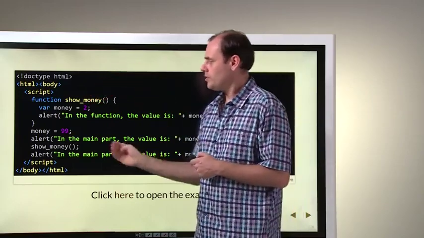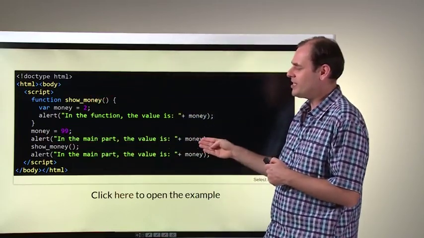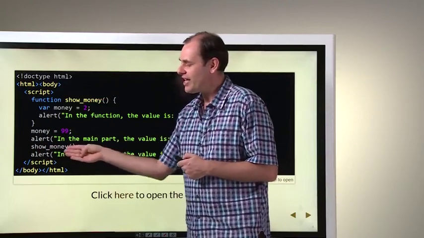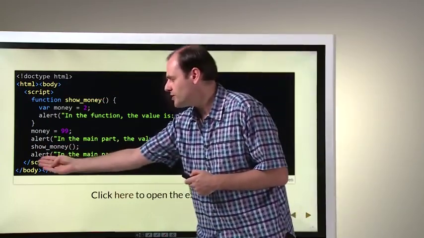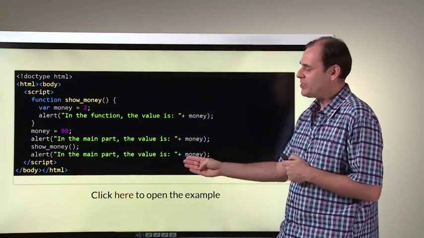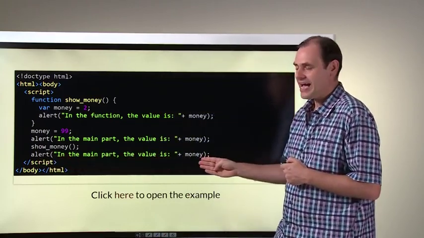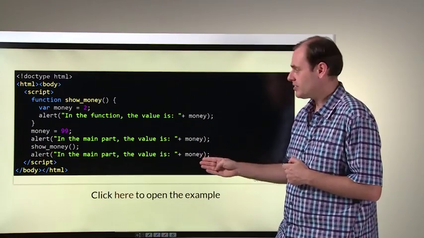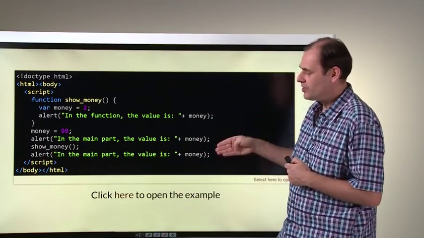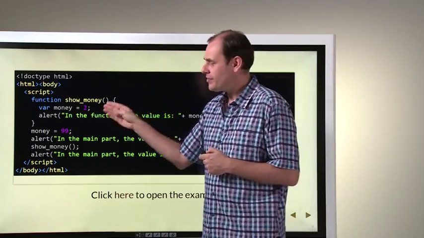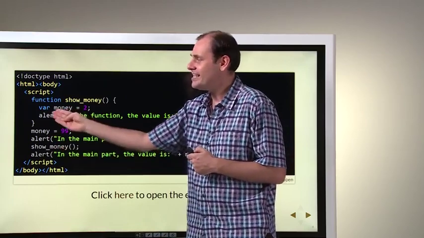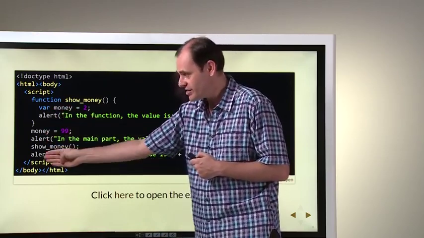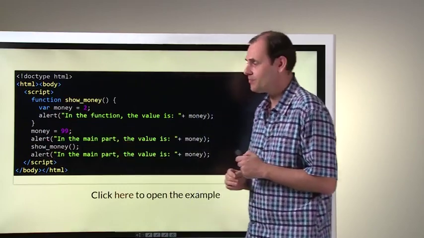All right, so the first one shows 99. Then we run the function, and the function shows the number 2. And then finally, we show another message, and we check what is in this value, and it is 99 again. Okay, 99, 2, 99. And that proves that this has a value which is different to those. Even though it is the same name, that is a different variable to this variable with the same name.